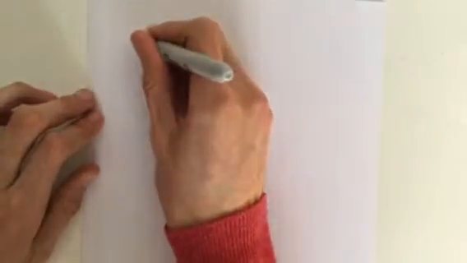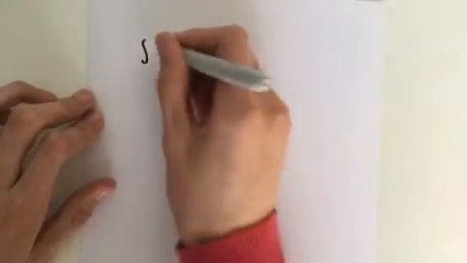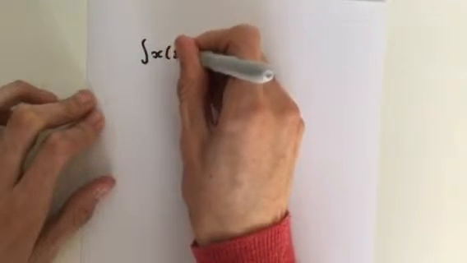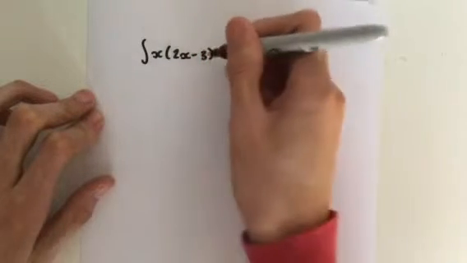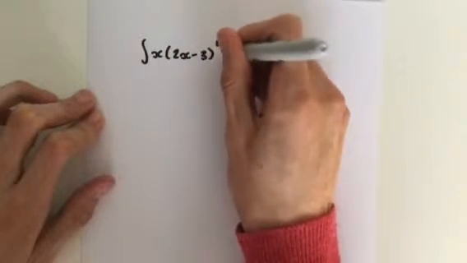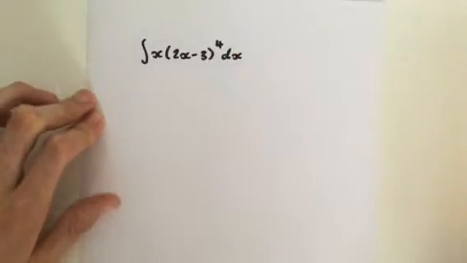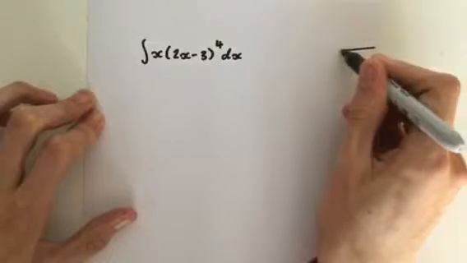So let's do a more trickier example. Tricky I mean by your algebra. So let's do the integral of x multiplied by (2x plus 3) to the power of 4 dx, like that. Okay, so let's do another box.